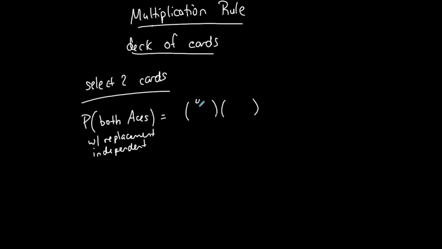Selecting an ace, that probability is 4 out of 52. But I selected that ace and put it back, so I still have the same number of aces in the deck, and I also have the same number of cards in the deck. So when I select the second ace, I still have 4 of them, and I still have 52 total cards. With independent events, it's easy to simplify this. I can also say 4 over 52 to the second power.